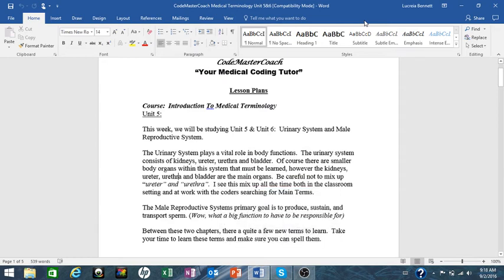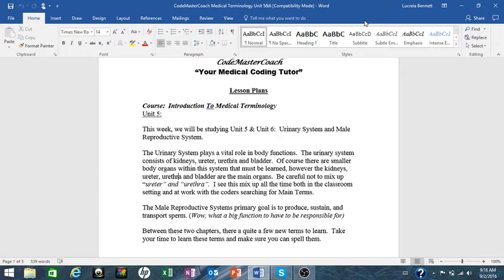Today we are in medical terminology and we are working on Unit 5. So this week we will be studying Units 5 and 6, which are the urinary system and the male reproductive system. The urinary system plays a vital role in body functions. The urinary system consists of the kidneys, the ureter, the urethra, and bladder. Of course, there are smaller body organs within the system that must be learned. However, the kidneys, ureter, urethra, and bladder are the main organs.